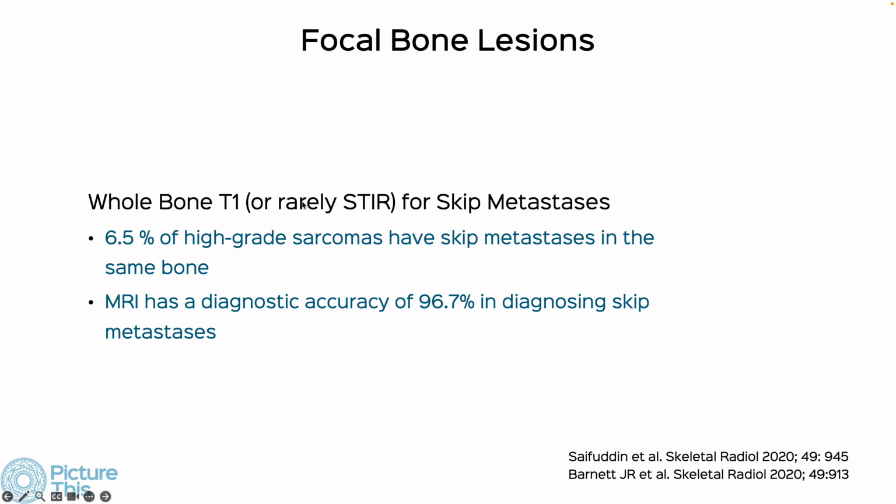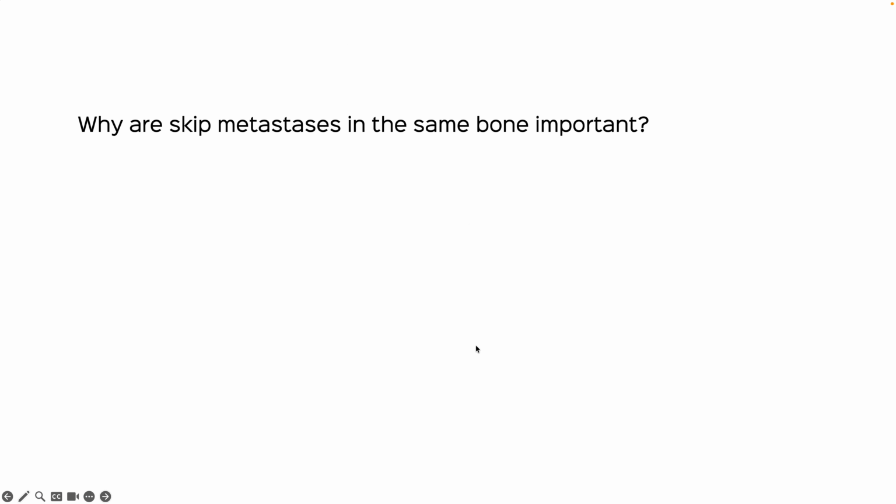And a whole bone T1 is good enough. So there were these 2 papers 5 years ago by Saifuddin and Barnett, again both in Skeletal Radiology, that showed that about 6.5% of high-grade sarcomas, this was inclusive of Ewing's and osteosarcoma, have skip mets in the same bone, and very rarely do you get skip mets in the opposite bone or elsewhere. So you really just need this one sequence as a whole bone. And MR is very, very accurate for this.